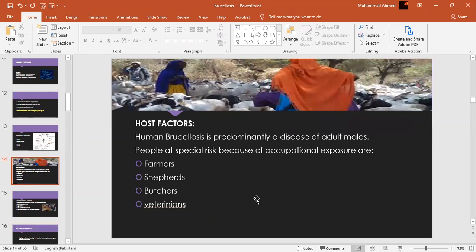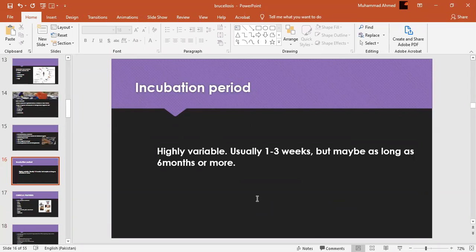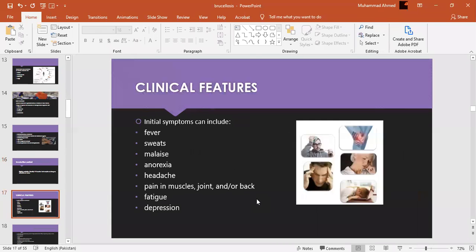Host factors. Human brucellosis is predominantly a disease of adult males. People at special risk because of occupational exposure are farmers, shepherds, butchers, veterinarians. Environmental factors: advanced domestication of animals with absence of hygiene, overcrowding of herds, high rainfall, lack of exposure to sunlight, unhygienic practices in milk and meat production. Its incubation period is highly variable, usually 1 to 3 weeks, but may be as long as 6 months or more.